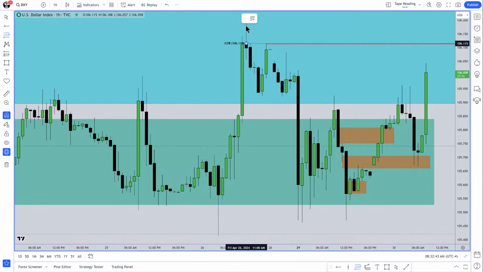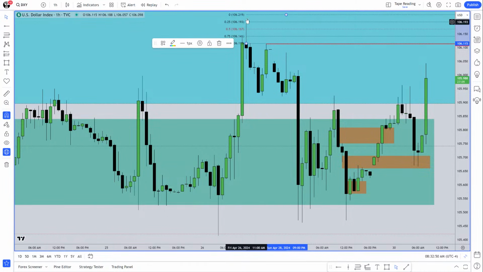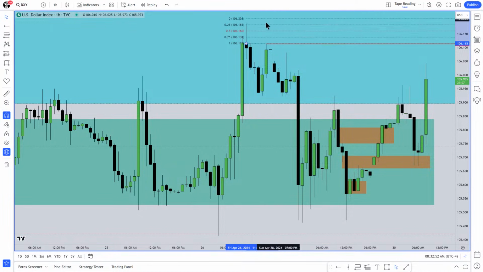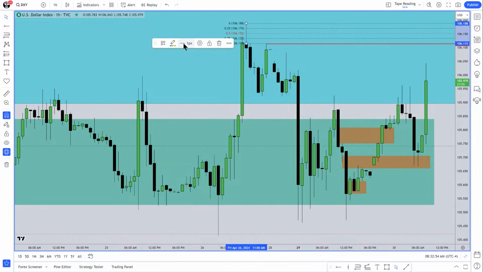So you want to measure. These are always in the wrong place. It's amazing how it's always like that. There you guys, getting quiet again. So 106.152. So that's consequent encroachment. So we can put a level on that. It's close enough for government work.